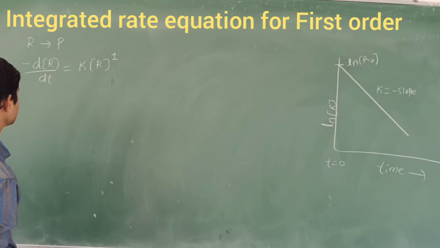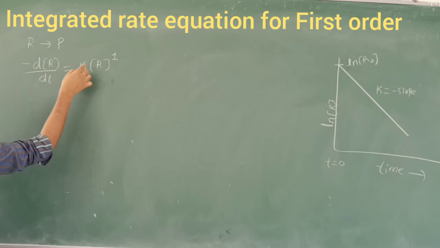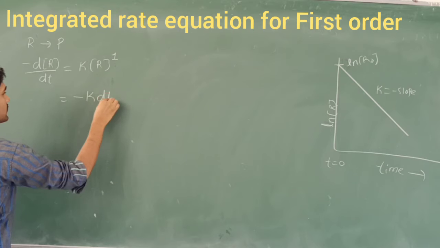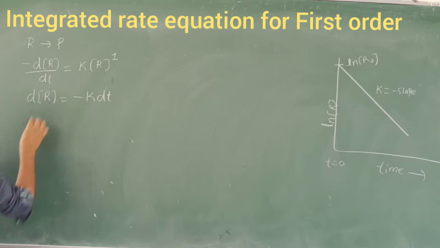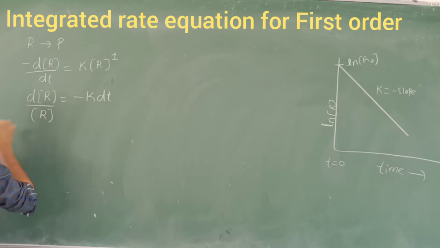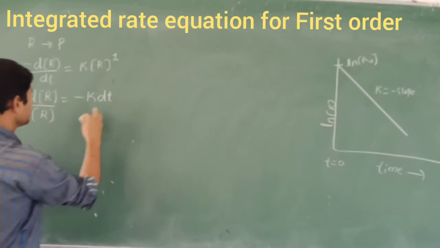So let's rearrange here once again. This minus, I am going to convert this side, so that becomes minus K dt. Now I am going to write the differential of this R, the decrease in the concentration of the reactant. So I am going to take dR below R, so dR by R equals minus K dt. Now integrating this equation.